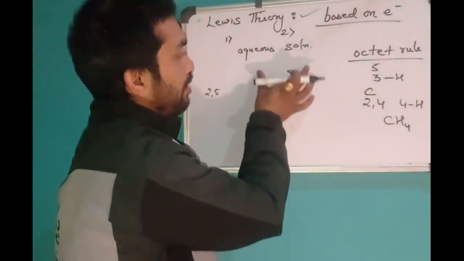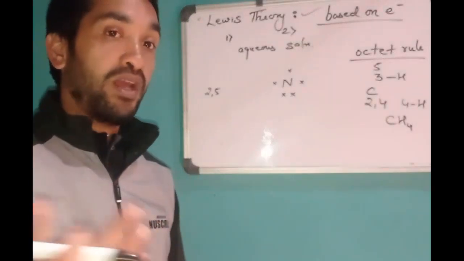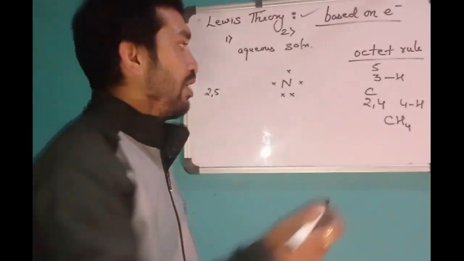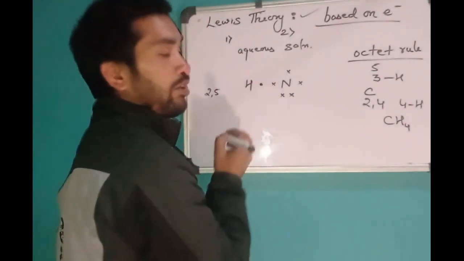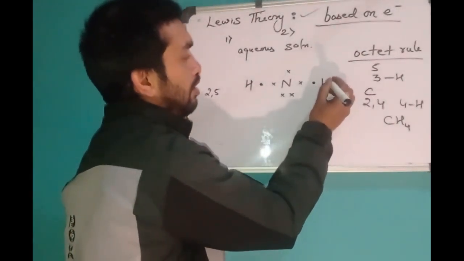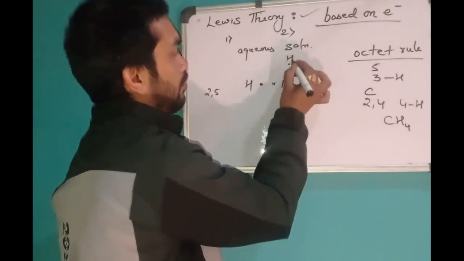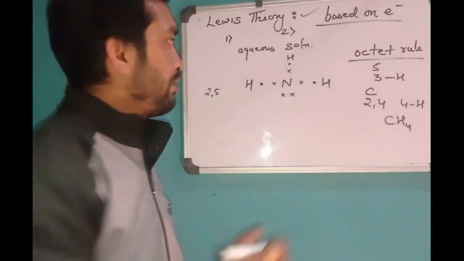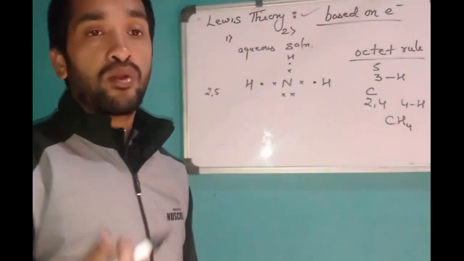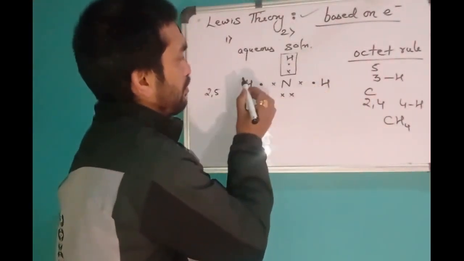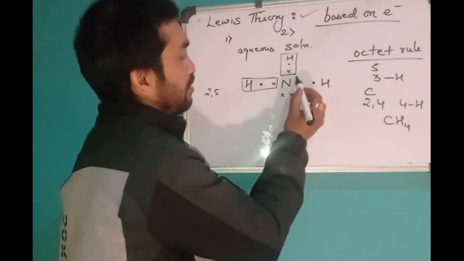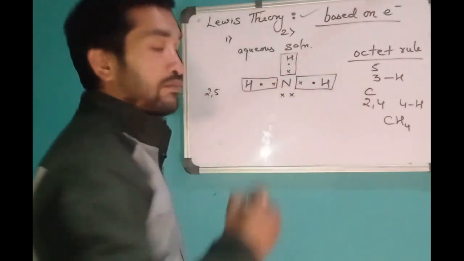So by looking at this structure, I hope you now know how many hydrogens will come. 3 hydrogens will come. Why? 5 plus 3. So let me attach hydrogen 1 here, showing it by a dot. Another hydrogen by a dot. Another hydrogen by a dot. Now see, this hydrogen cannot go for an octet. It will go for a duplet. So let's make it a duplet.